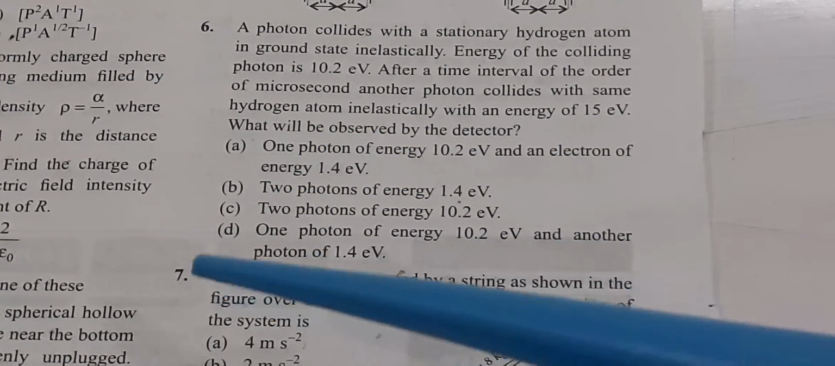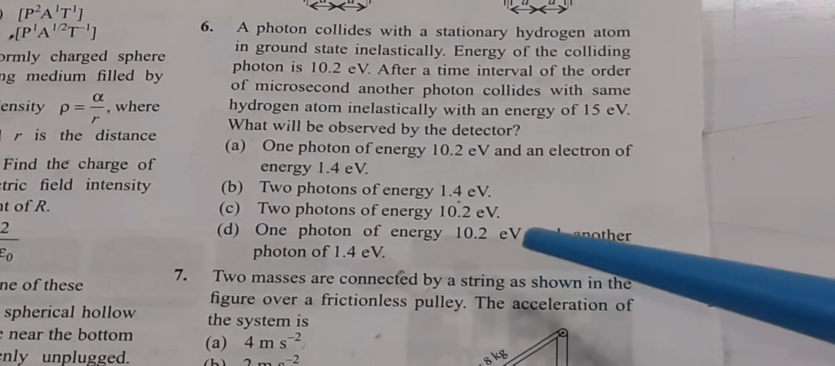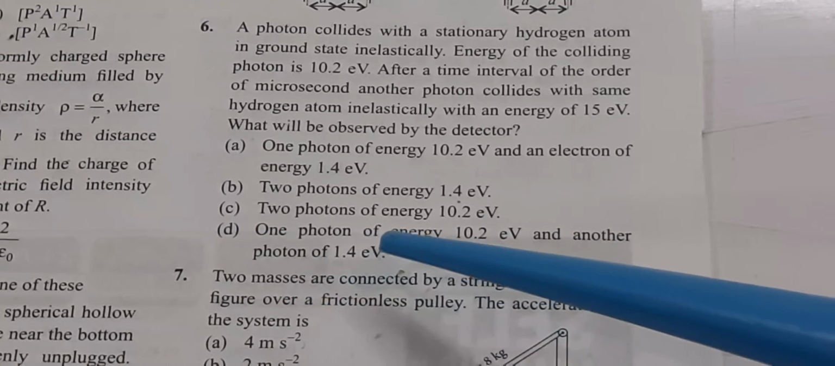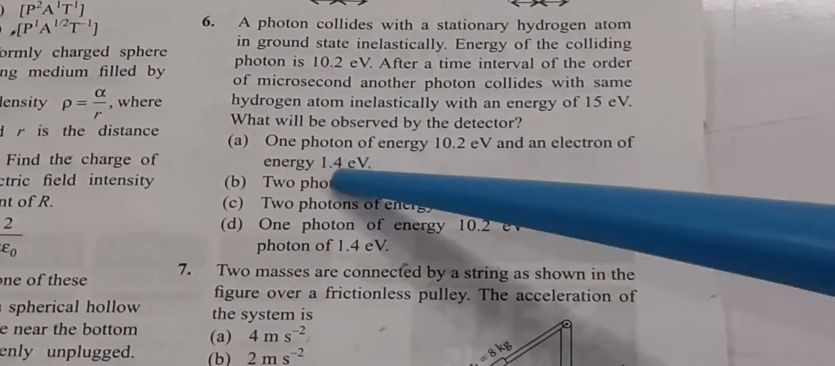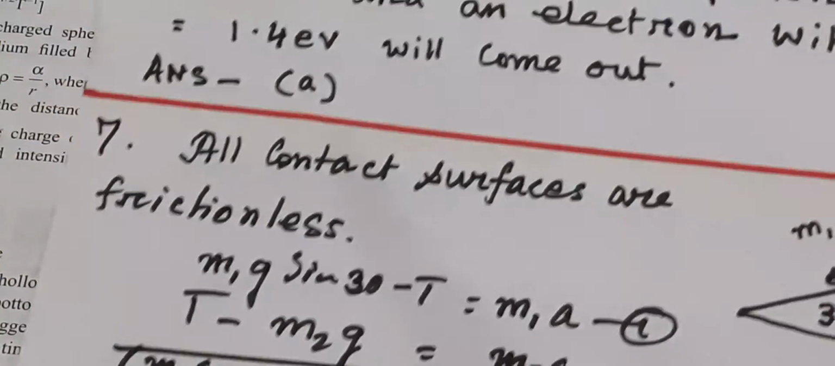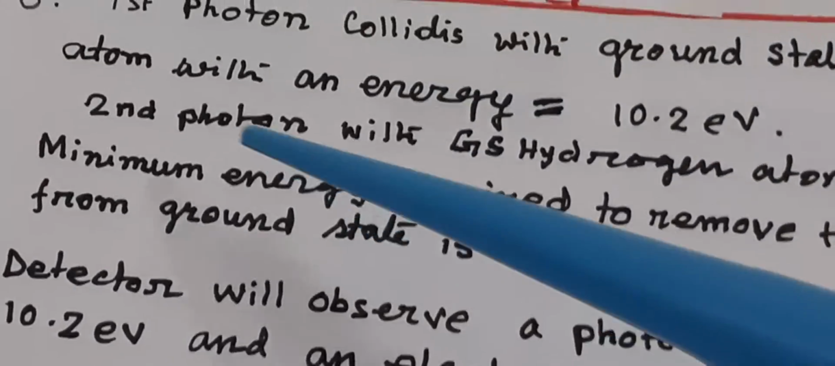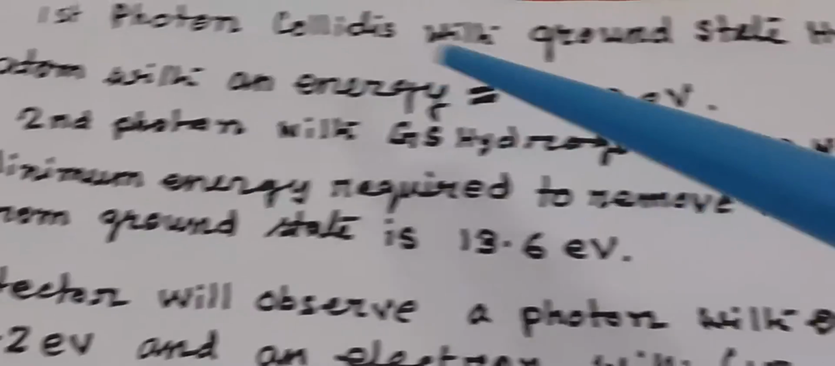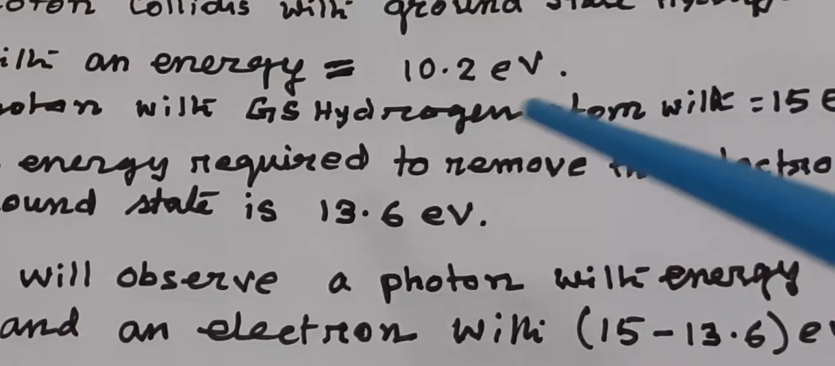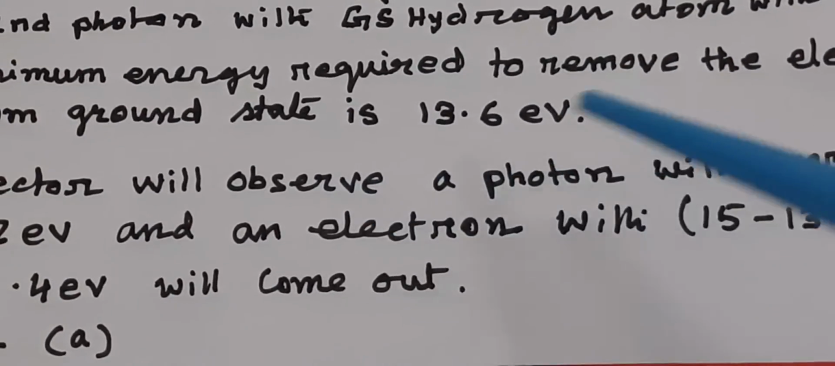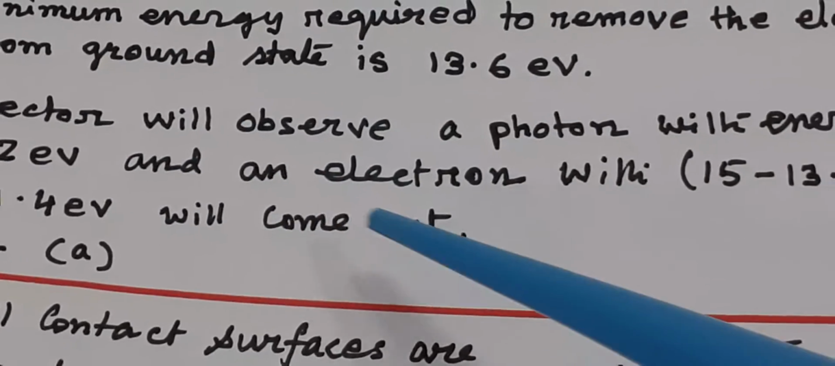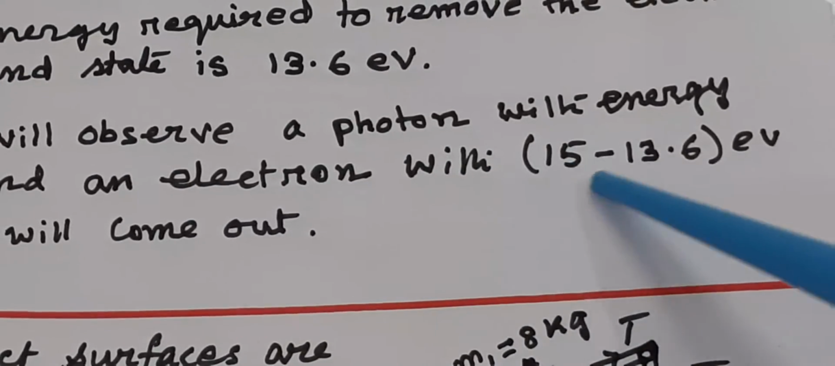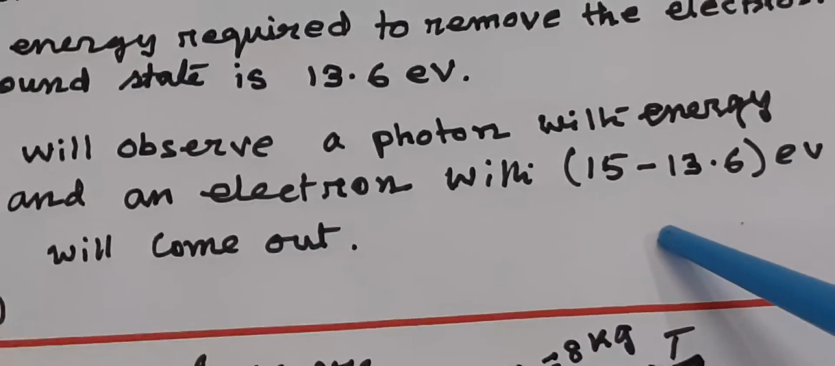Two photon energy, no. One photon of energy 10.2 and another photon 1.4 electron volt. No, an electron will come out. This A is the answer. You can explain in this way. That means the detector will observe a photon with energy 10.2 which is not being absorbed in the system, and an electron with 15 minus 13.6 electron volt will come out from the system.